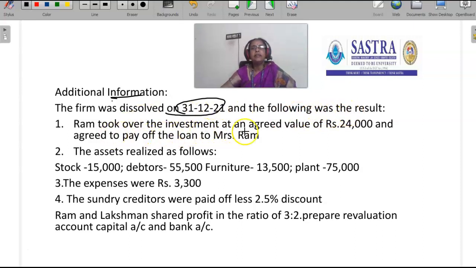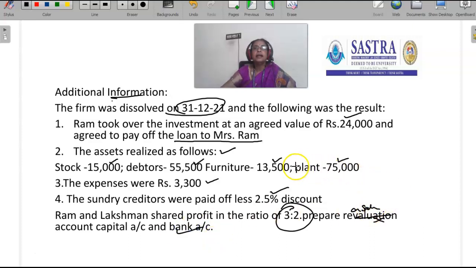Ram took over the investment at an agreed value of rupees 24,000 and agreed to pay off the loan to Mrs. Ram. Assets realized were as follows. Stock 15,000, debtors 55,500, furniture 13,500, plant 75,000. Expenses of realization 3,300. Sundry creditors were paid off less 2.5% discount. Ram and Lakshman shared profit in the ratio of 3:2. Prepare realization account, capital account and bank account.